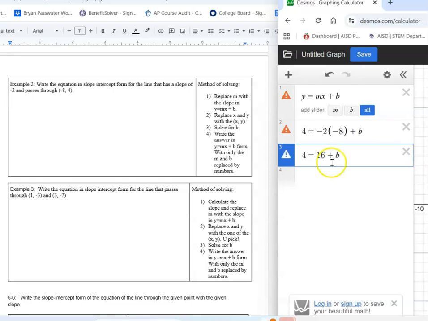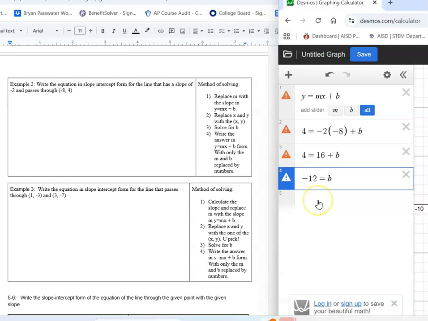Got that. Next up, you want to subtract 16 from both sides. 4 minus 16 is negative 12. 16 minus 16 is 0, and we're left with the y-intercept of negative 12. So that would mean the answer for this example would be y equals negative 2x minus 12.